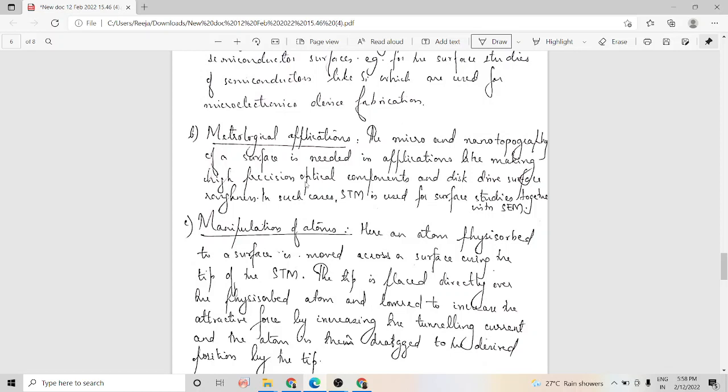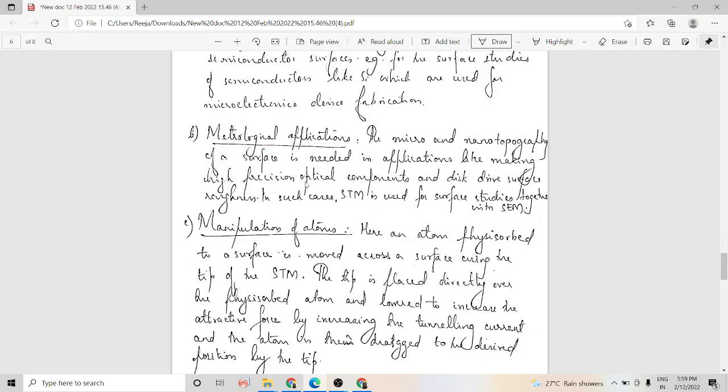So, in such cases, the STM equipment is used during the synthesis of high precision optical components and for measuring the disk drive surface roughness. In these cases, the STM is used in combination with SEM, that is the scanning electron microscope. So those are the metrological applications.